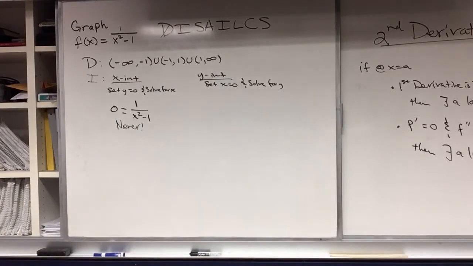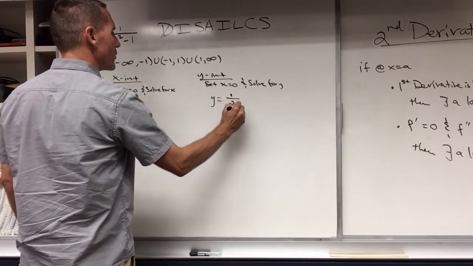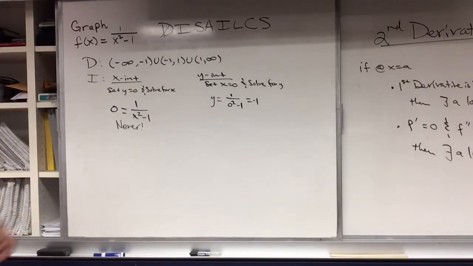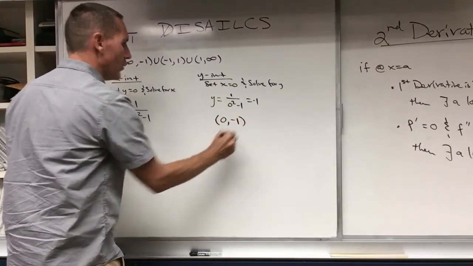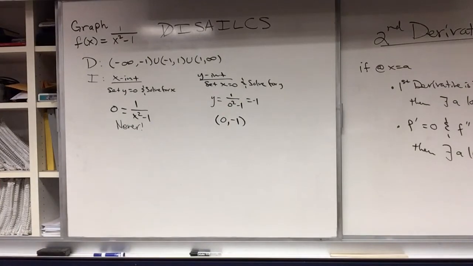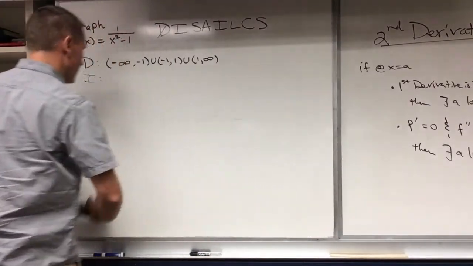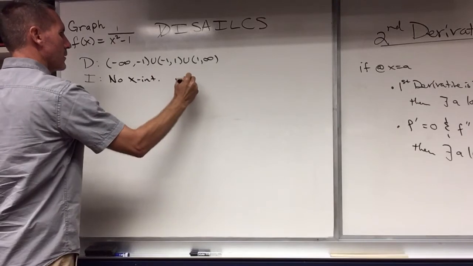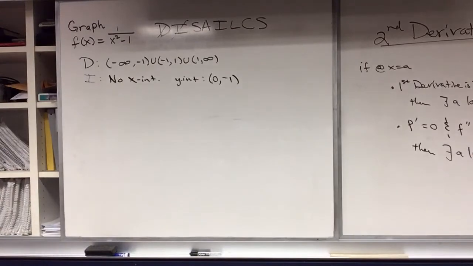And then over here, we set x equal to 0 and solve for y. So we get that y is equal to 1 over 0 squared minus 1, which is just equal to negative 1, right? And so my y-intercept is going to be, x was 0, right? So it's 0 comma negative 1. Okay? So I'm going to erase the work, and I'm just going to put down no x-intercepts. Y-intercept is at 0, negative 1. Okay, so that's dealing with all of the intercepts.